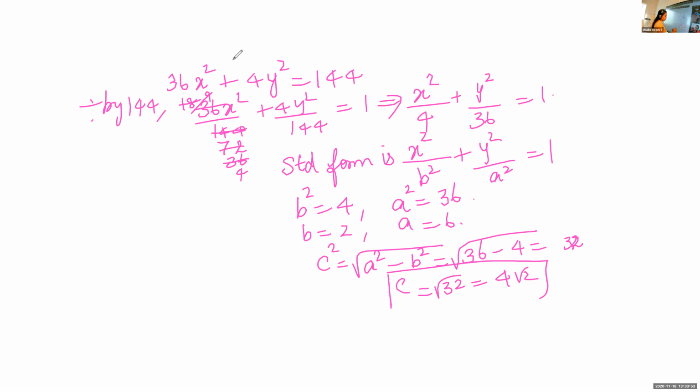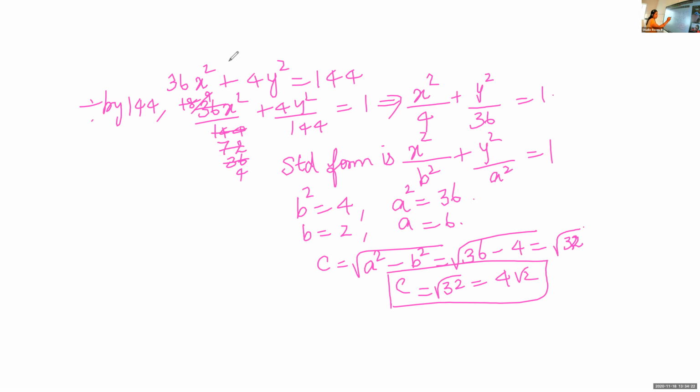Ma'am, actually, is it c equal to root a square minus b square? c square is a square minus b square. c is root of a square minus b square. Okay, c square means that root will get cancelled, isn't it? c square means no root there. Now is it okay?